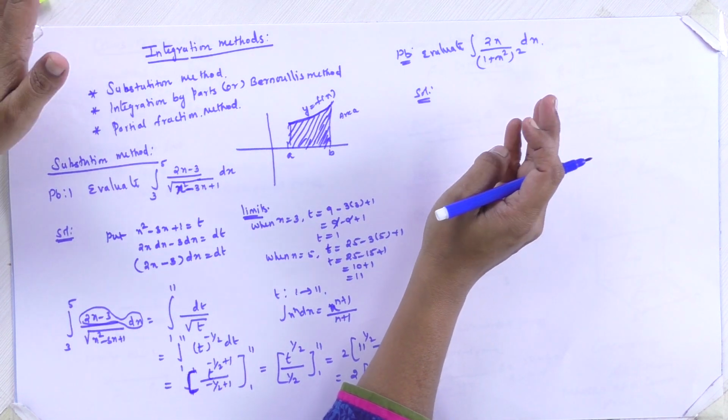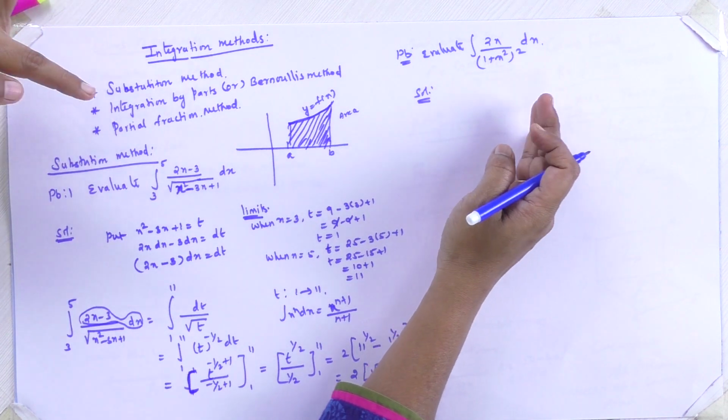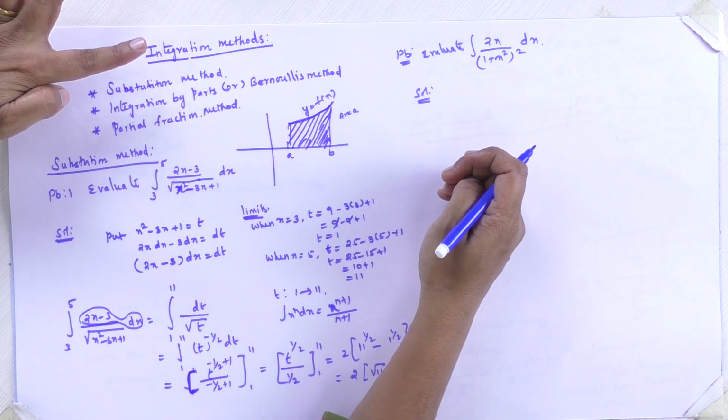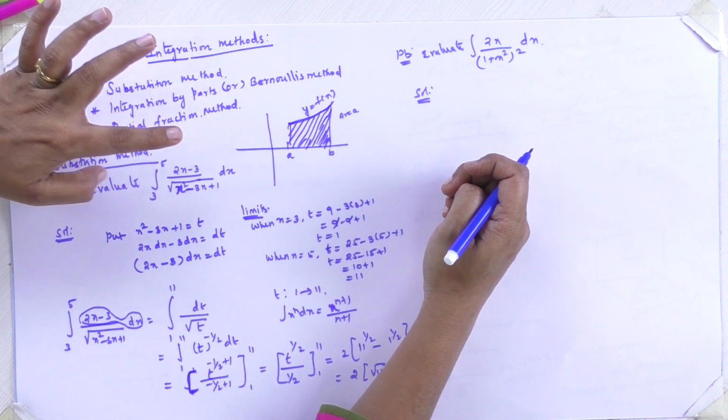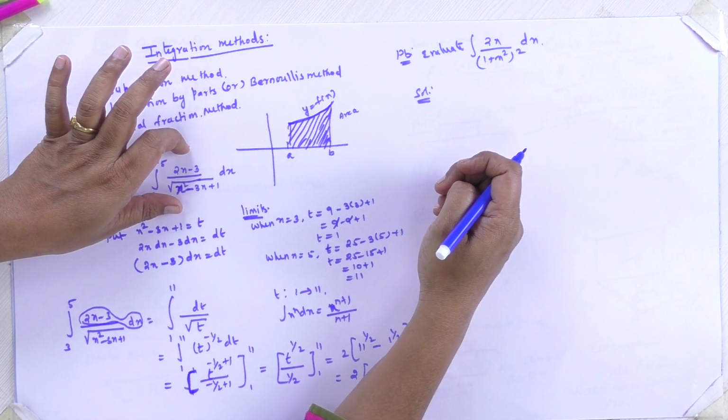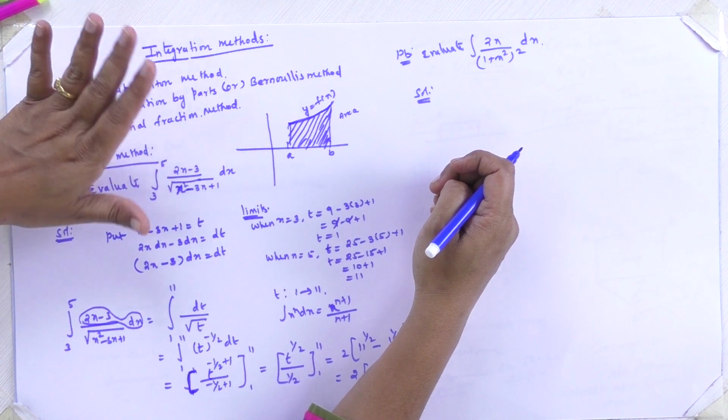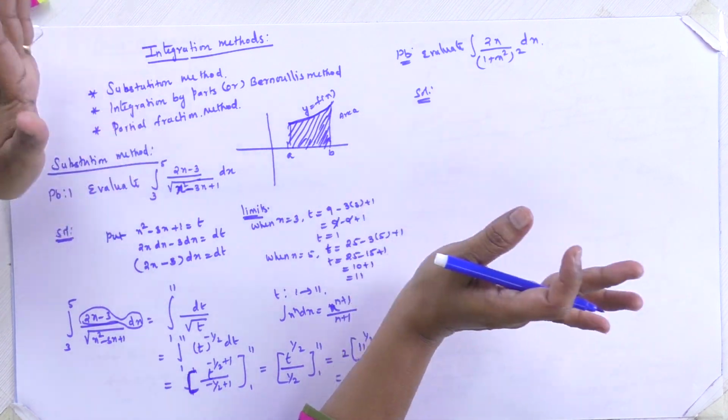These methods depend upon the function, whether it is the substitution method, the integration by parts method, or the partial fraction method. If the function is so tedious, we use the substitution method to make it a simplified form.